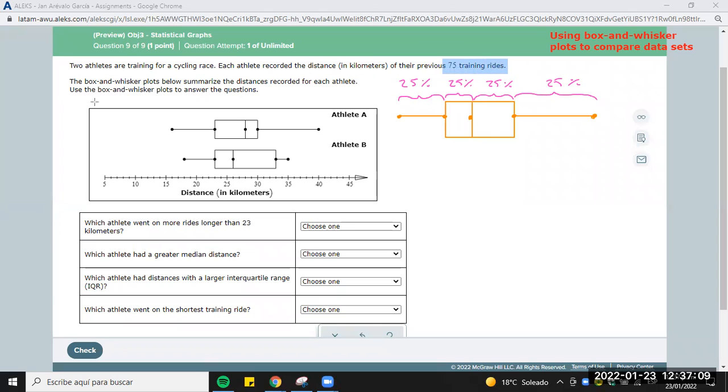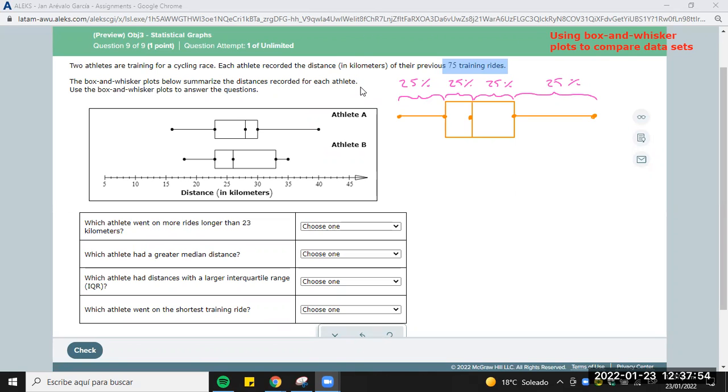And then it says that the box and whisker plot below summarizes the distances recorded for each athlete. Use the box and whisker plot to answer the questions. Something first, guys. Remember that each quartile represented by the box and whisker plot graph represents 25%. So the first whisker represents 25, then from the beginning of the box till the middle point, that is the median, represents the other 25. From that to the beginning of the last whisker is 25, and the last whisker is 25%.